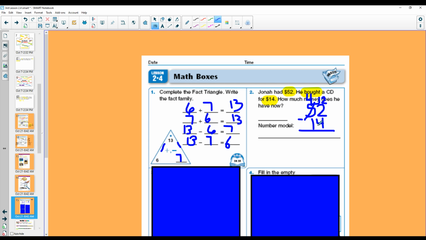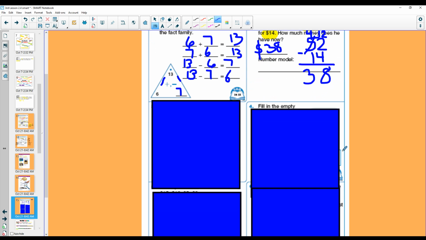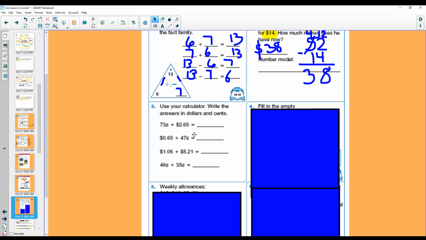This becomes a 4. This one becomes a 12. 12, 11, 10, 9, 8. 4 minus 1 equals 3. This is my number model right here. My answer then goes here, 38. And what's the unit? You're right, money. So I need a dollar sign, $38. All right, I hope you're doing well on your learning targets so far. Let's go to number 3.